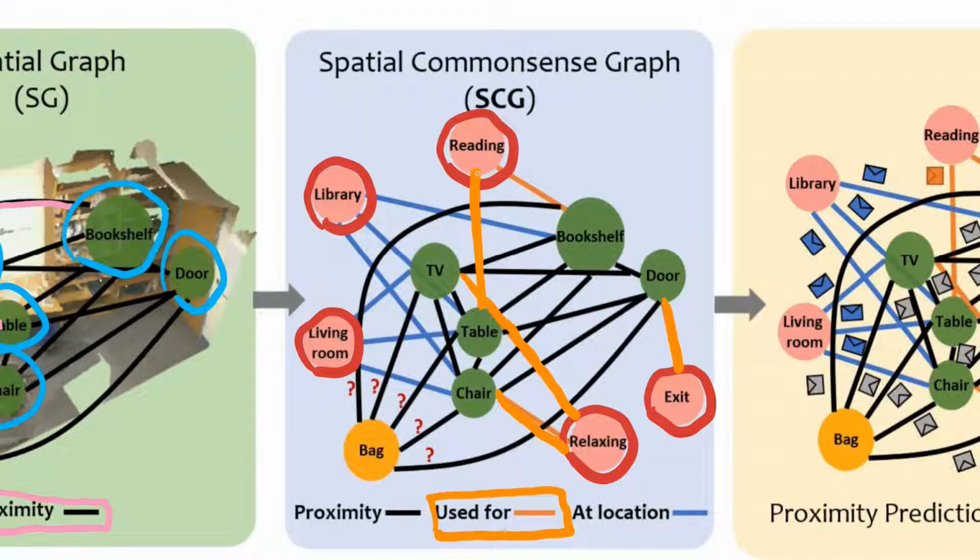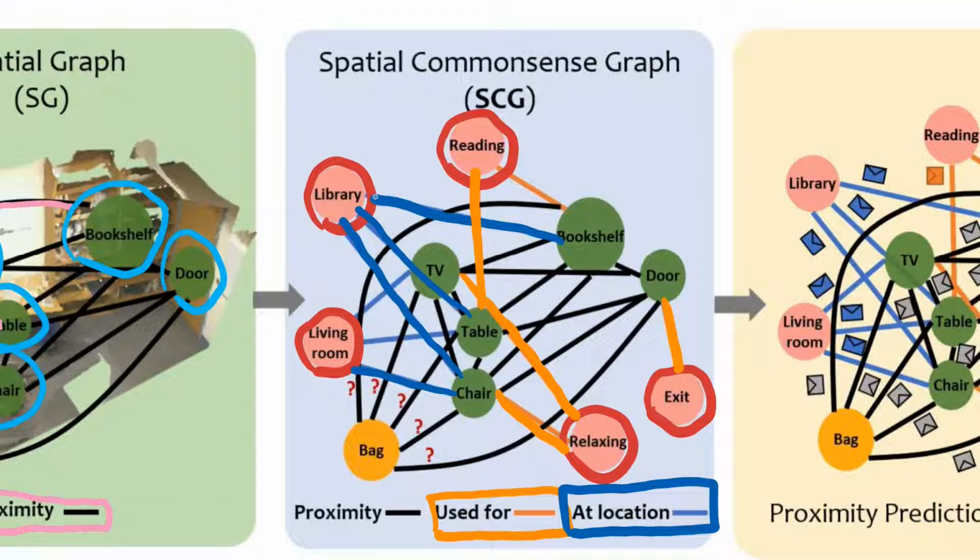The other type of edge that we have is called at location. And for this one, we are going to say, for example, chair is at living room, or chair could be at library. Table could be at library, but for example, TV, we don't associate TV to the library. And we could say bookshelf is also related to library, and so on.